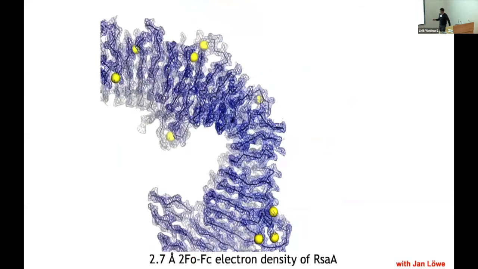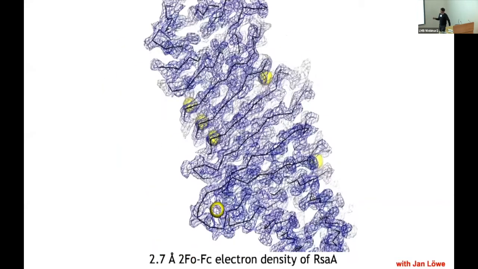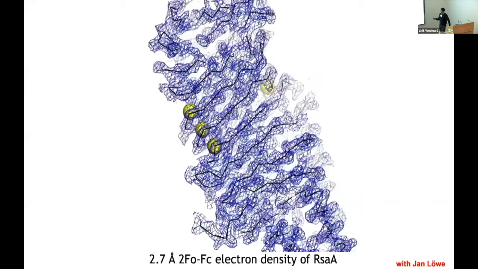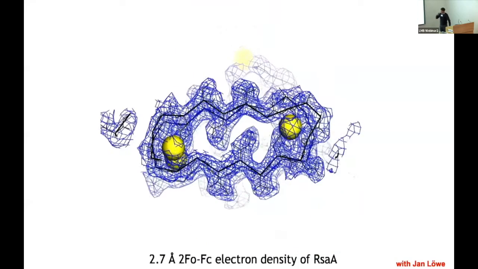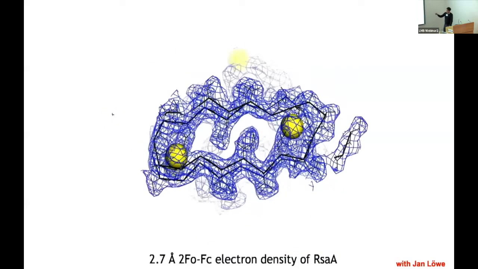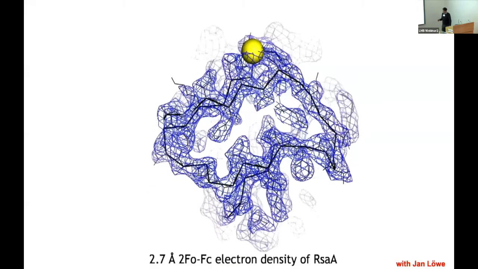And these residues appear to be bound to these heavy metal densities that were resolved in our map. And we postulated that these constitute calcium ions.